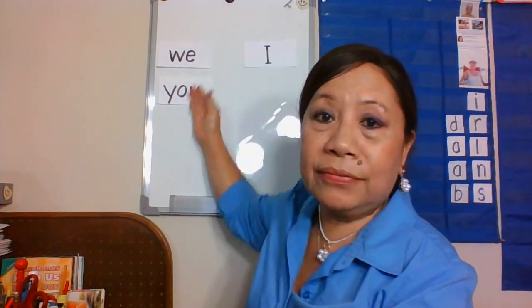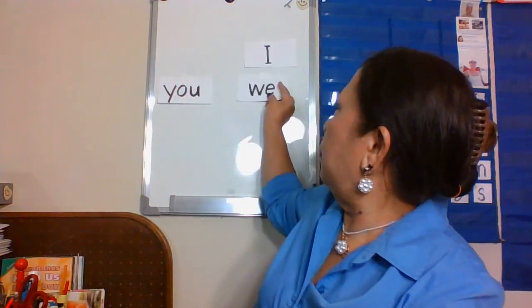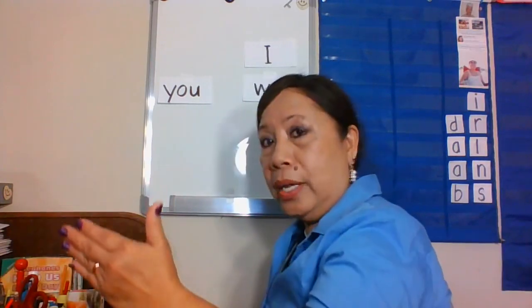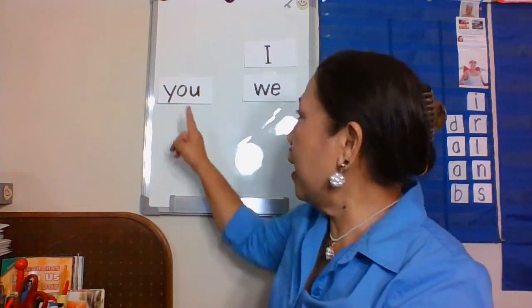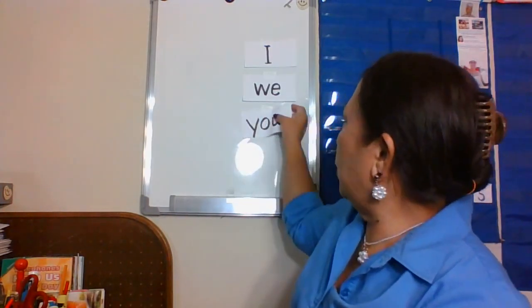Now we have two words left. Let's go on. A, B, C, D, E, F, G, H, I, J, K, L, M, N, O, P, Q, R, S, T, U, V, W. Is there a word that begins with W? Yes, I see we. We'll go ahead and put this right behind I. And you don't have to go all the way down to Z anymore. W, X, Y. That's the last one. Just pick it up, and that would be your third one. That's your last word.